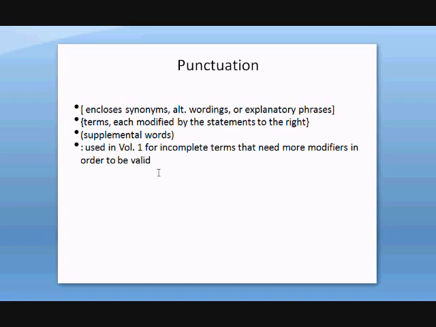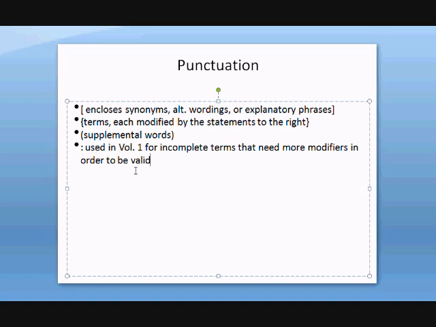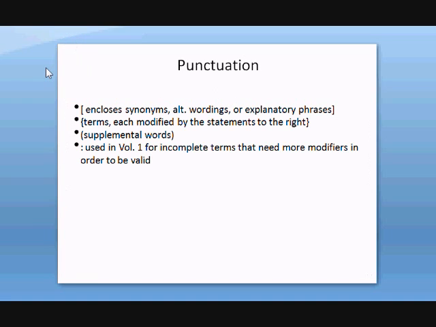The curly braces. When you find these terms, what they essentially do is modify. Each term is modified by the statement that's to the right of it. It will be easier once you start to actually use the book. Supplemental words, we just went over, are more like non-essential terms. The colon. When you are in volume 1, the colon is used for any incomplete terms that essentially need more modifiers in order to be complete. This is in addition to what we just talked about with the hexagon.